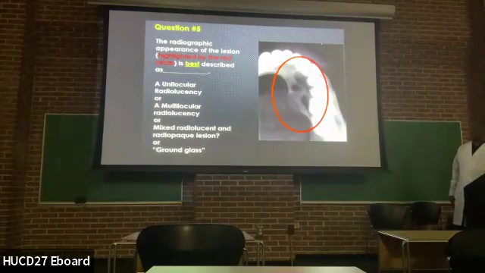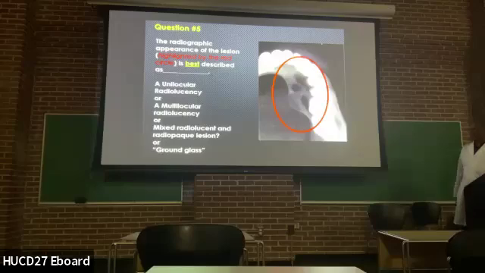All right. So the appearance of the lesion highlighted by the red is best described as what? Multilocular radiolucency, not ground glass. And it's not mixed radiolucent or opaque. This is multilocular. Yes?